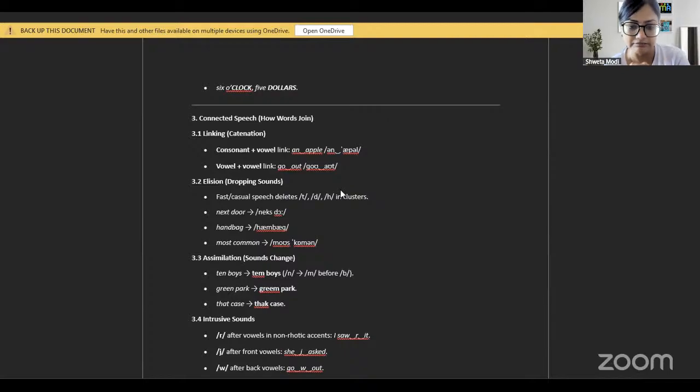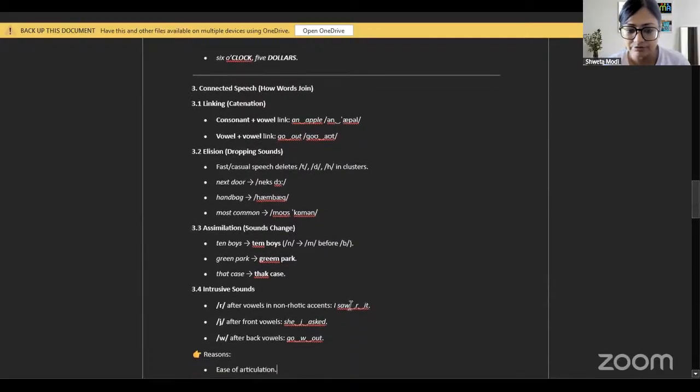We are doing in the next, where the sound changes. So if it is N, the sound changes to M, ten boys. Okay, Green Park. And T becomes K, so that case. So N becomes M, T becomes K, that's assimilation.